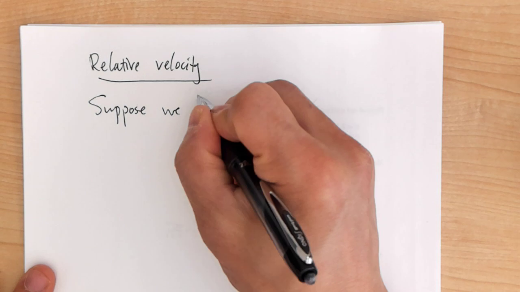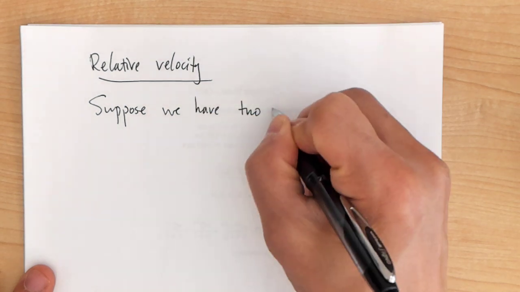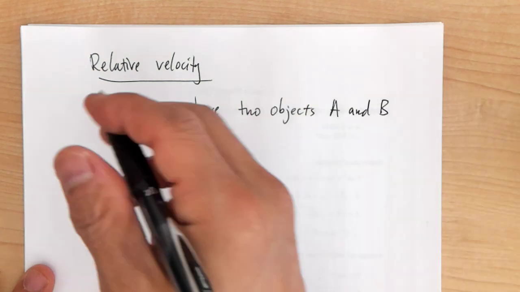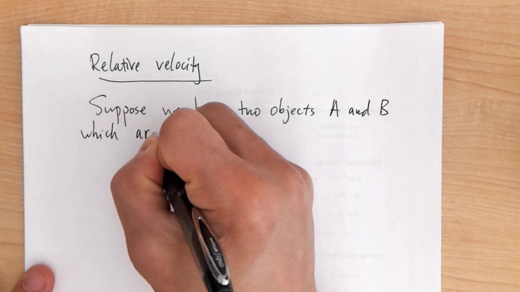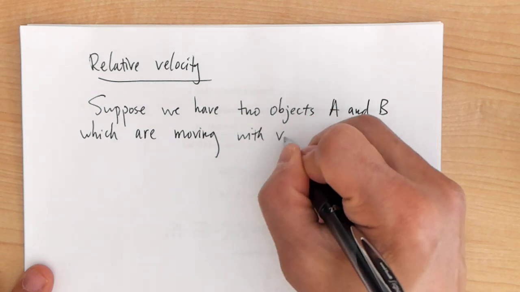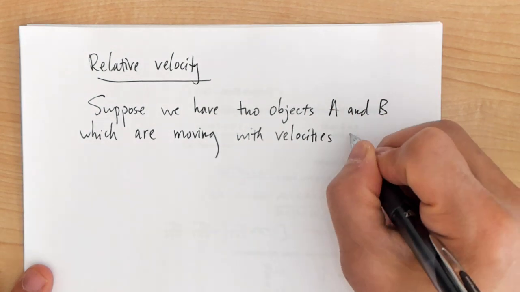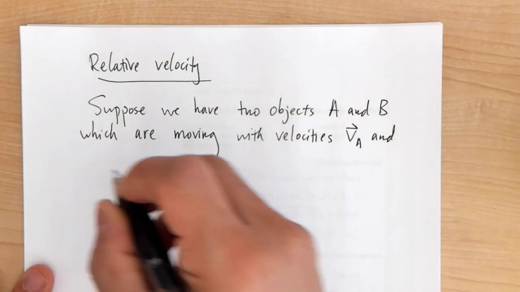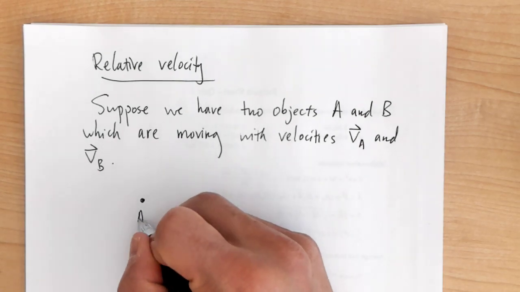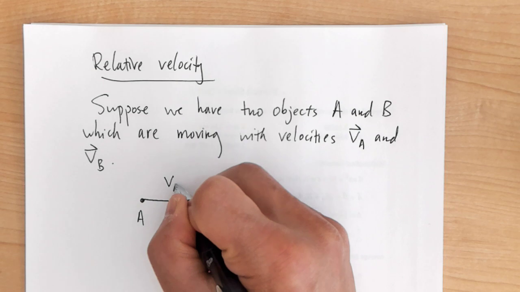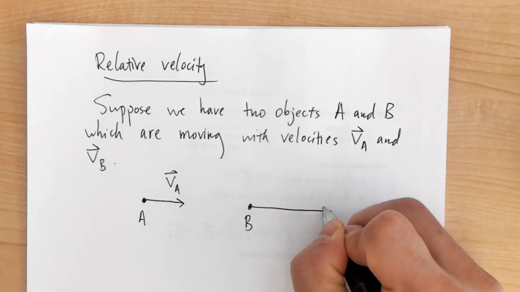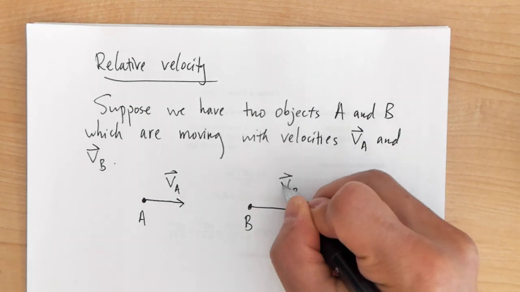Suppose we have two objects, A and B, which are moving with velocities VA and VB respectively. Okay. So we have, here's A. Let's say A is moving in this direction with this velocity, and then B is moving in this direction with that velocity.